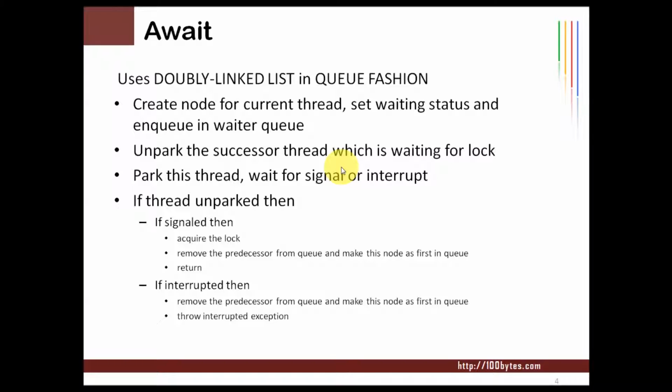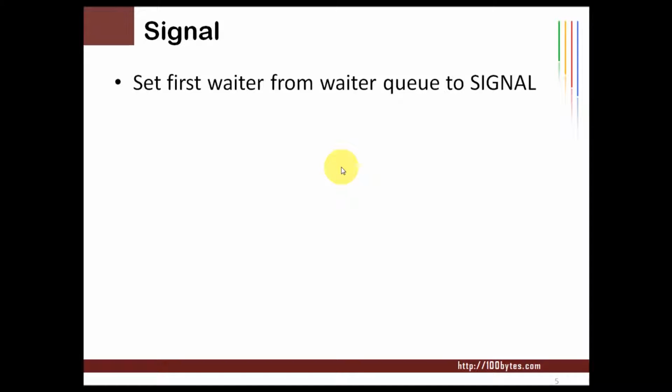So it has to acquire the lock again and remove the predecessor from the queue. That means whoever released the lock will remove that predecessor thread from the queue, make the current thread's node first in the queue, and return. If a thread is interrupted while waiting, it removes the predecessor from the queue, makes the node first in the queue, and throws the interrupted exception. Now signaling: the signal will signal the first waiter in the waiter queue and then unpark the first waiter thread, so that it starts executing the next subsequent statements.